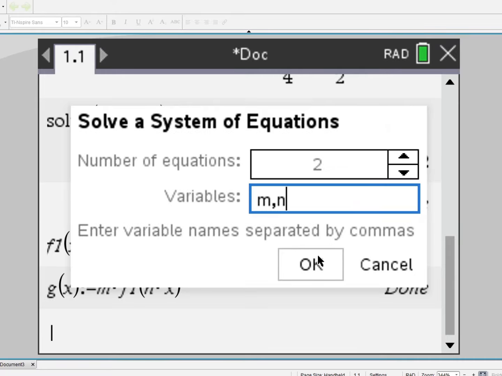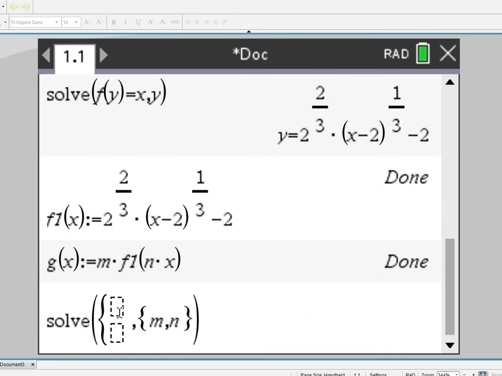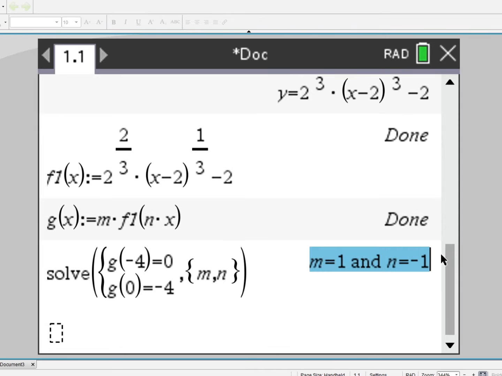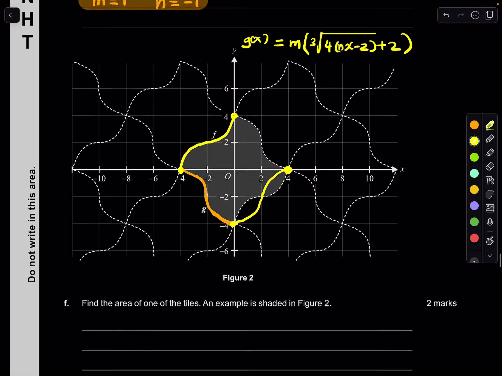2 equations. Beautiful. So now the 2 points were g of negative 4 is 0, and g of 0 is negative 4. Enter. There it is. 2 values right there. How easy. So yeah, hope that makes sense. Now let's go back to this question.